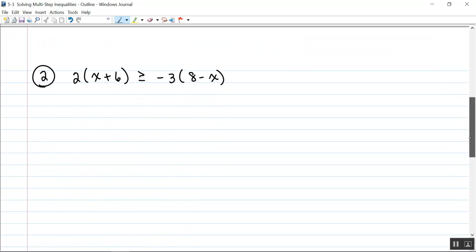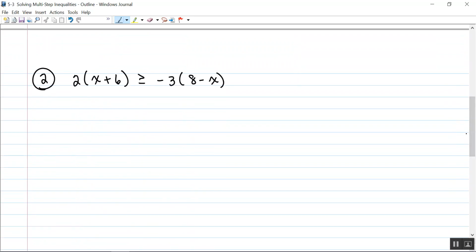Our second example involves some parentheses. So 2 times the quantity x plus 6 is greater than or equal to negative 3 times the quantity 8 minus x. So my first step is going to be to distribute and get rid of the parentheses. So I'll have 2x plus 12 is greater than or equal to negative 24 plus 3x.